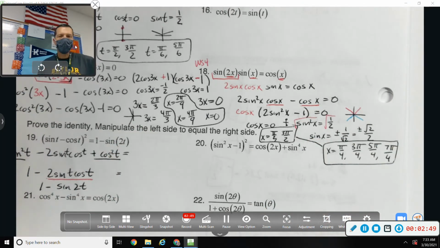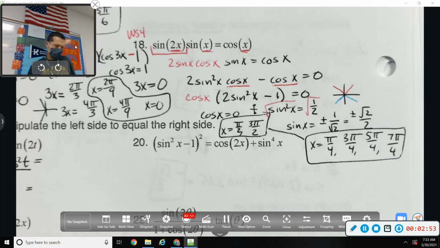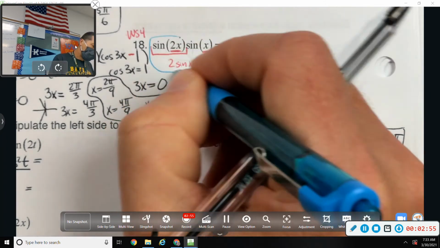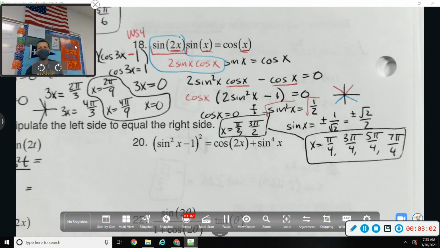So, number 18. A lot of stuff going on in 18. Started with our knowing a double angle formula, and then we had some factoring, and then some square rooting, and then having to know the unit circle so we could pick off all those values. So that was a good one. A lot of stuff going on there.